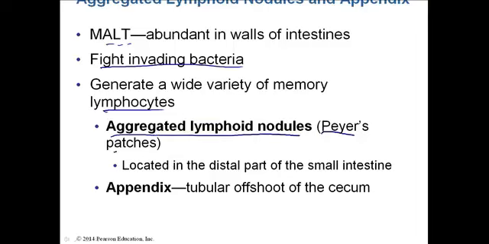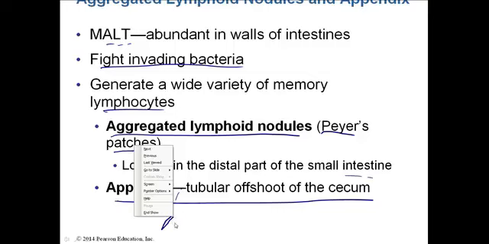These are Peyer's patches in your intestines, your small intestine. Your appendix is a tubular offshoot of the cecum. They actually don't know what that's for. They do find some lymphoid cells in there, but it's also filled with bacteria, the friendly bacteria. So they think that sometimes if your bacteria gets wiped out in your intestines, that it reseeds it from cells in the appendix. I really don't know what the appendix is for.